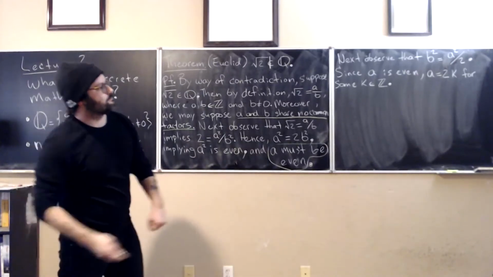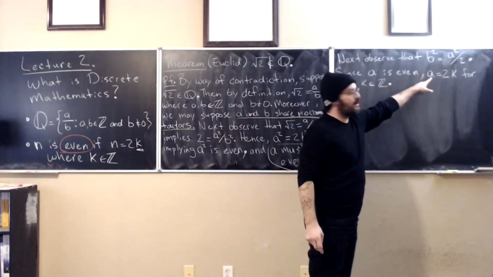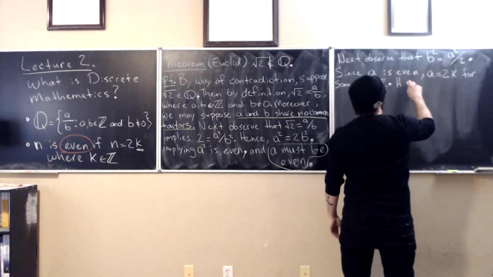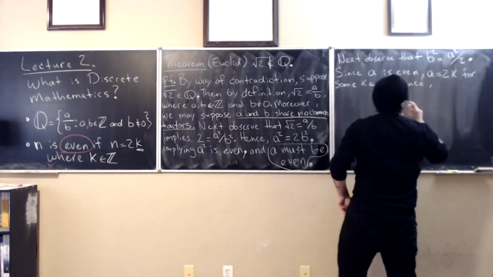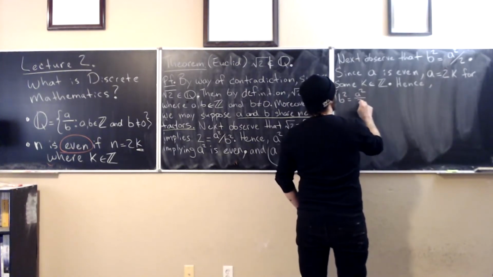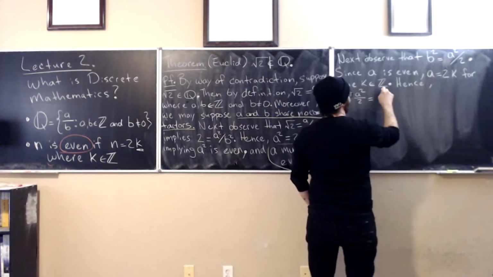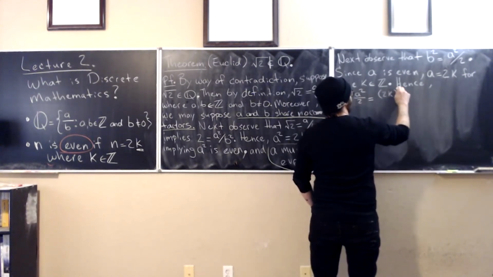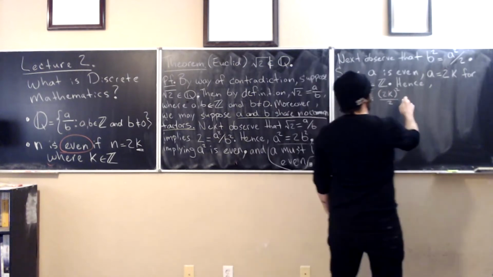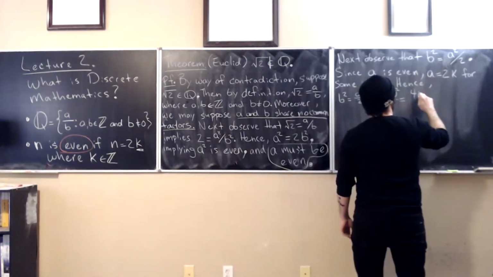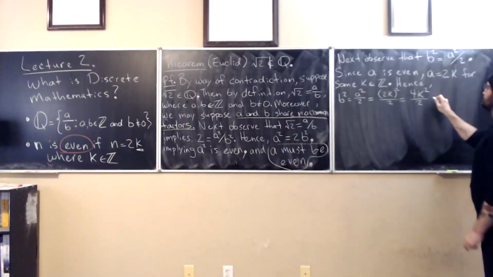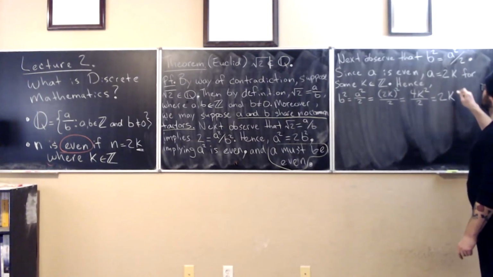Okay? Now, I'm going to take that value for a, and I'm going to plug it into that formula. So hence b squared, which is equal to a squared over 2, must be equal to 2 times k all squared over 2, because that's what a is. So this is what? 4 k squared over 2. 4 divided by 2, 2 k squared.